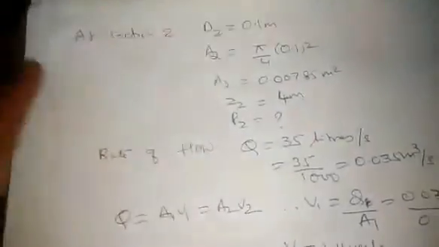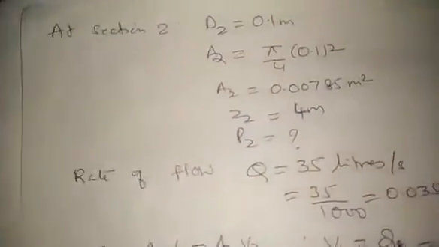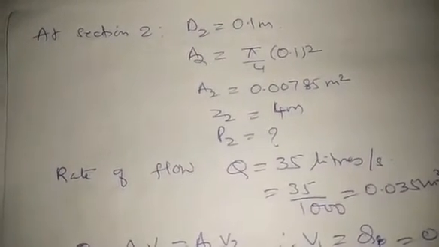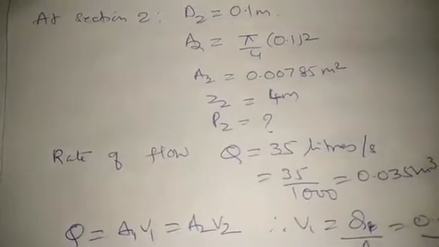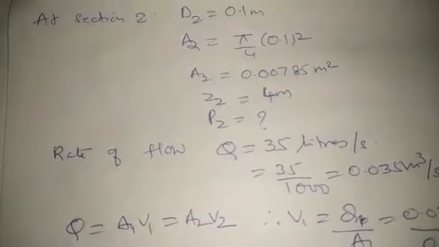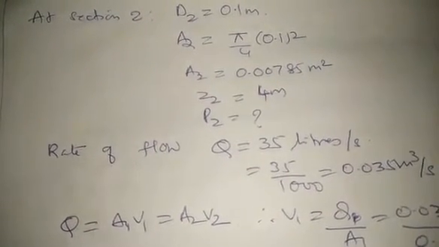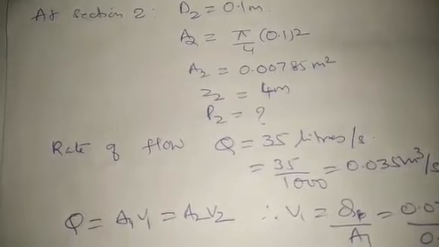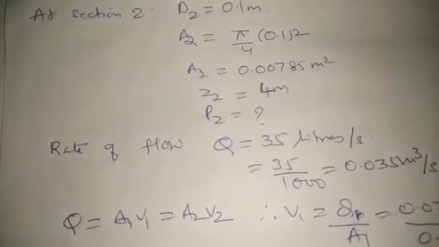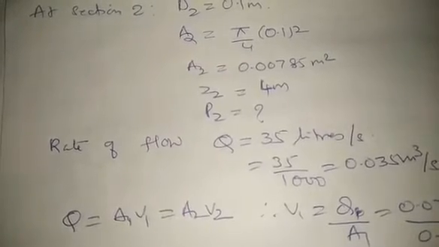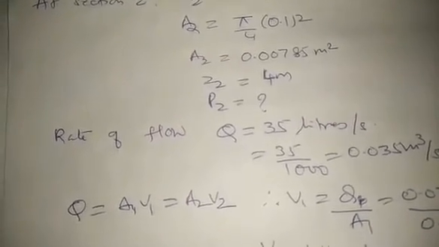Next we'll go to section 2. Section 2, D2 is 0.1 meter. You can calculate A2 is equal to pi over 4 of d square. So 0.1 square, you will get A2 is equal to 0.00785 meter square. Then Z2 is given. From the datum, it is 4 meter above the datum. So therefore Z2 is equal to 4 meter.